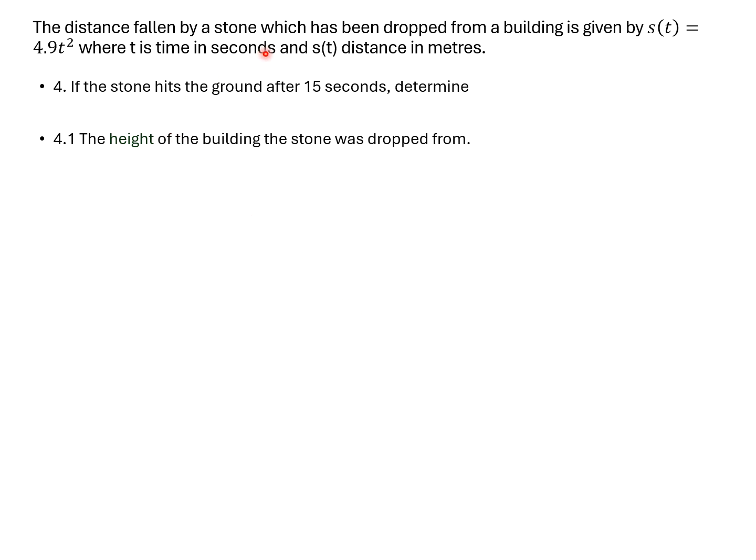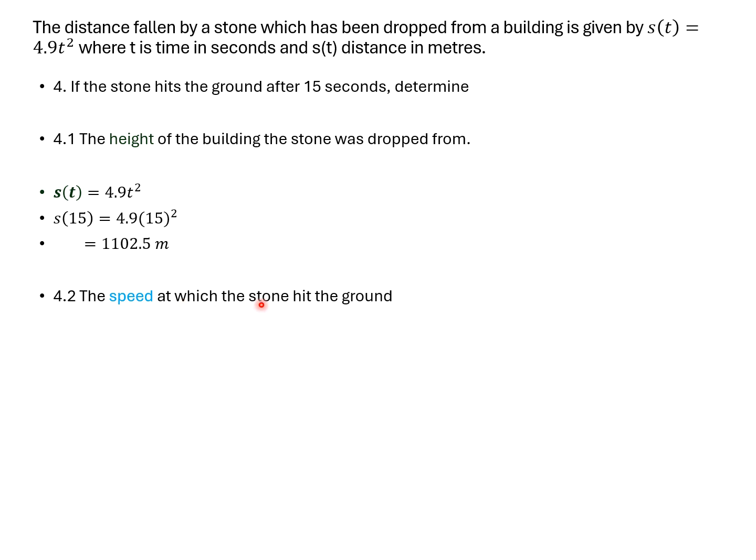Now the distance fallen by the stone, which has been dropped from a building, is given by s(t). Same question. The stone hits the ground after 15 seconds. Determine the height of the building the stone was dropped from. So we know s(t) = 4.9t², that's my position. 15 seconds. So s(15) = 4.9 times 15 squared. Remember, s is for position. 225 times 4.9 gives me 1,102.5 meters.